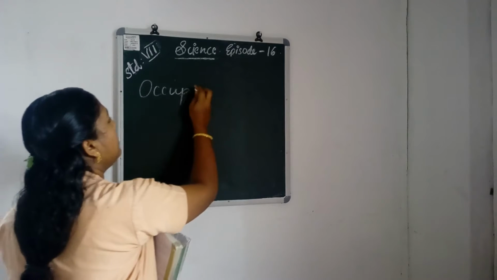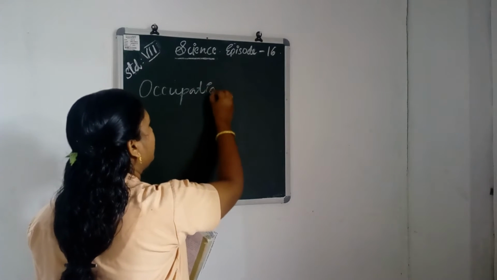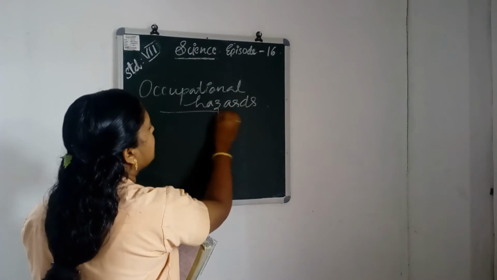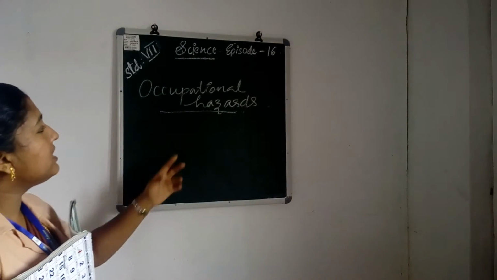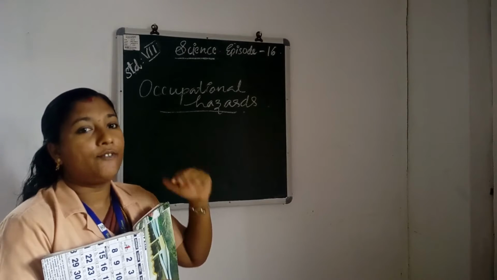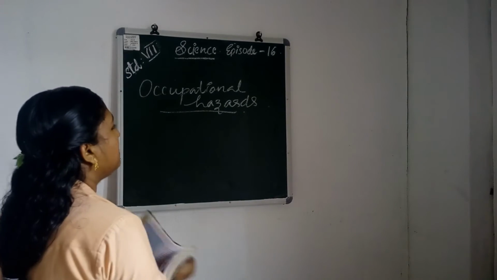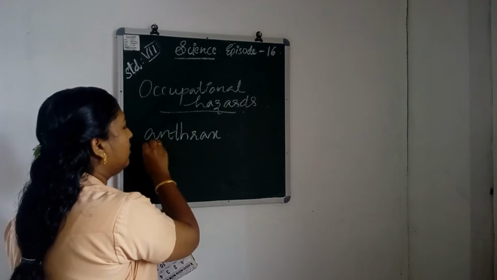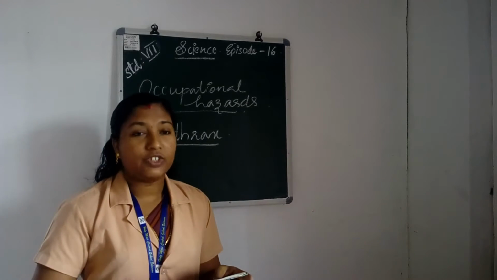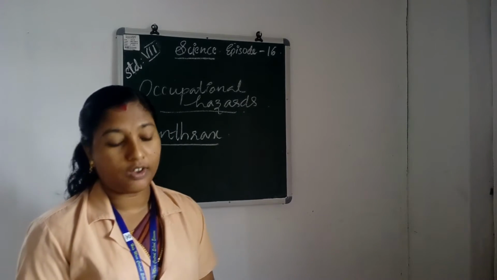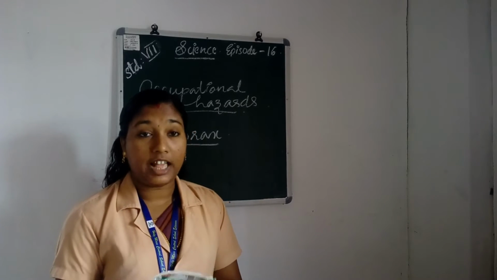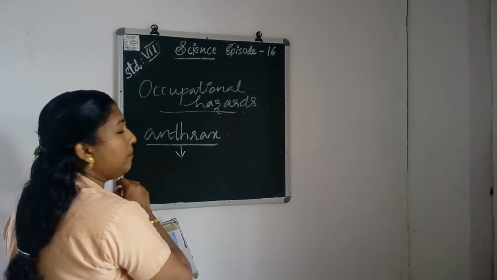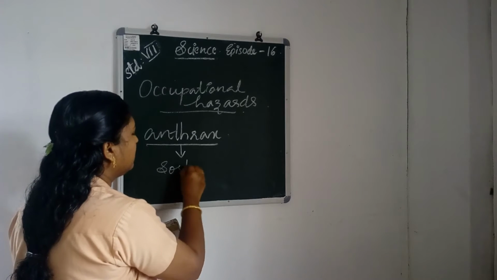Occupational hazards. In the wool industry, in the sorting section, the workers are affected by a bacterium called anthrax, which causes a fatal blood disease called sorter's disease.